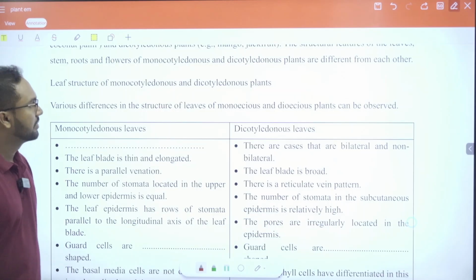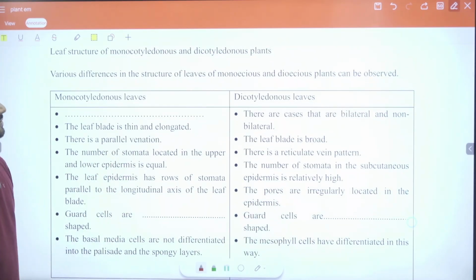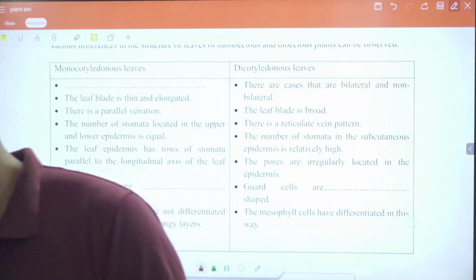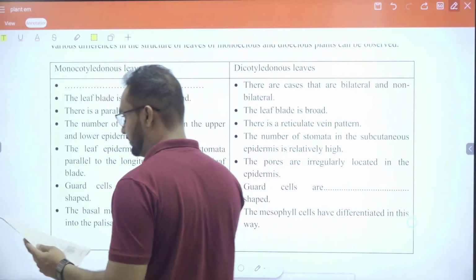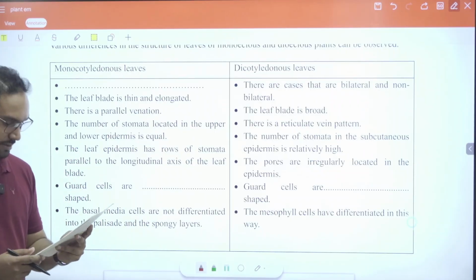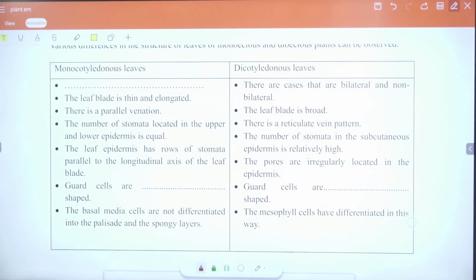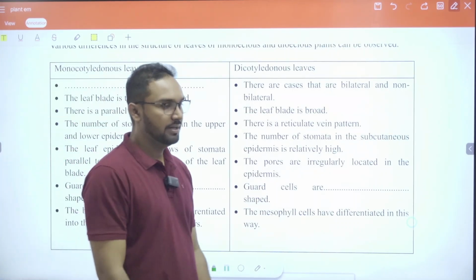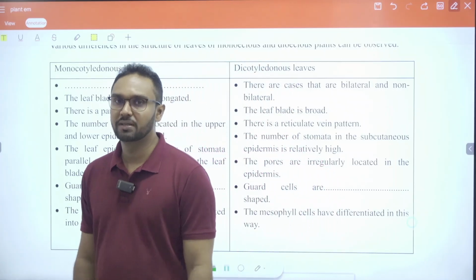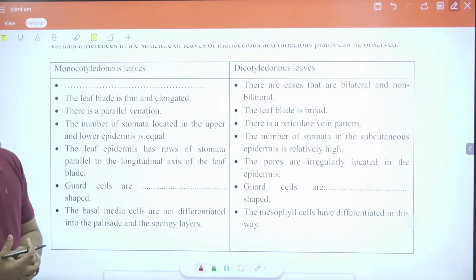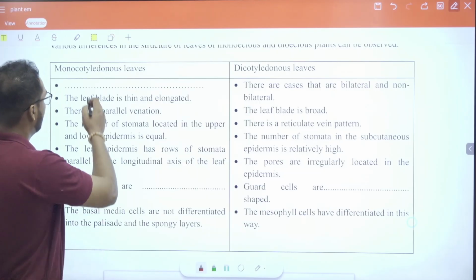So, leaf structure of monocotyledonous and dicotyledonous plants, right. Various differences in the structure of the leaves of monocotyledonous and dicotyledonous plants can be observed. So, these are the differences. Now the first feature: the leaves are bilateral or non-bilateral. If you remember the leaf of a coconut tree, it is bilateral in shape, which means it can be divided into two even parts, or two equal parts, along one of the axes of the leaf. So, they call it a bilateral leaf structure, right.